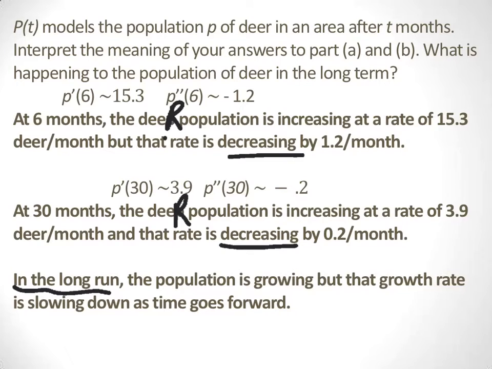In the long run, remember we're asked a follow-up question. In the long term, the population is growing, but that growth rate is slowing down as time goes forward. And slowing down because we are already decelerating, but decelerating at an even faster rate. So it is slowing down and slowing down faster as time goes on. So that's it. Keep practicing those application problems.